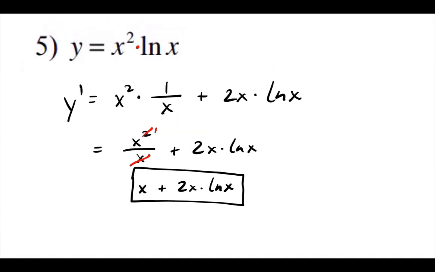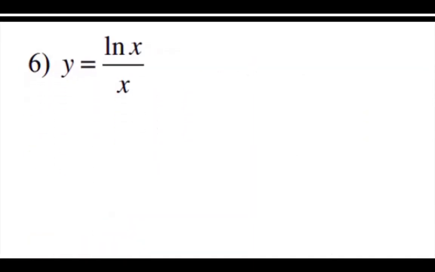Oh, how I got the 2x? Okay, so product rule, right? So yeah, product rule. I found the original times the derivative of the second, and then plus the derivative of the first now, times the original. Yep. Okay. So number 6.